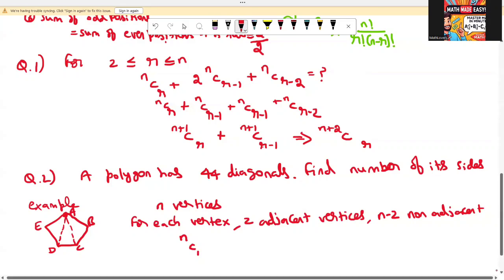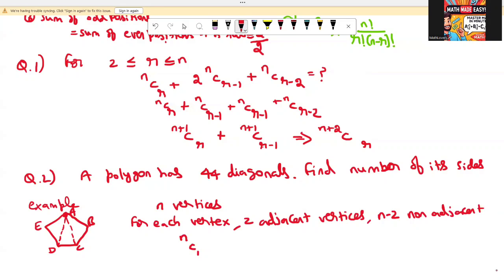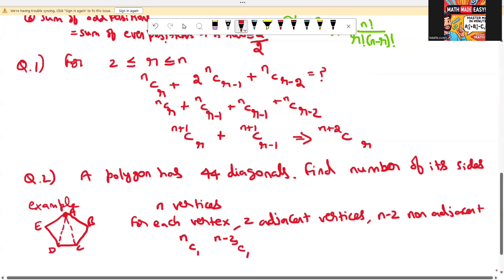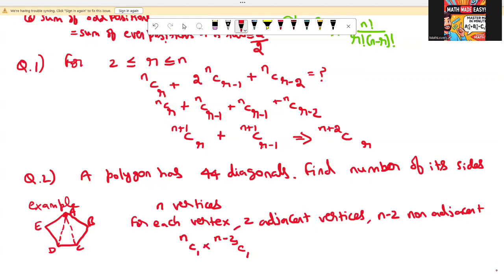from n available vertices. And then for each of them, you have n minus 2 options to choose from to connect to the non-adjacent vertices. That's like for that vertex that being chosen, the n minus 2, n minus 3 altogether, because inclusive of that particular vertex A, say there are n minus 3 vertices from which you are going to choose one vertex. So nC1 into n minus 3 C1. So this product will give us the diagonals.